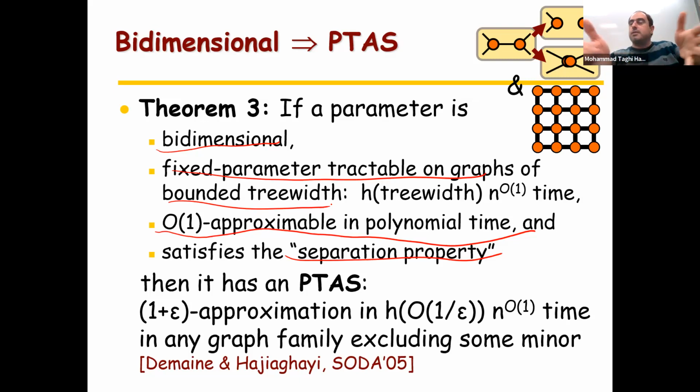And this is satisfied for almost all of these parameters that I have mentioned. So for feedback vertex set, for dominating set, for vertex cover, for all of them, now I can get a PTAS using this approach. So this is the generalization of Lipton and Tarjan.